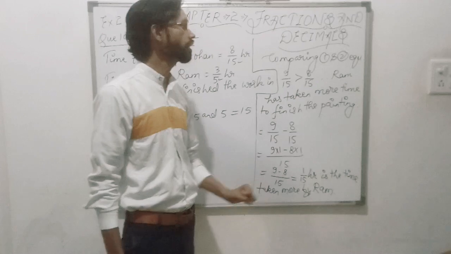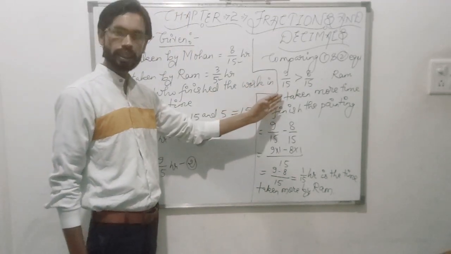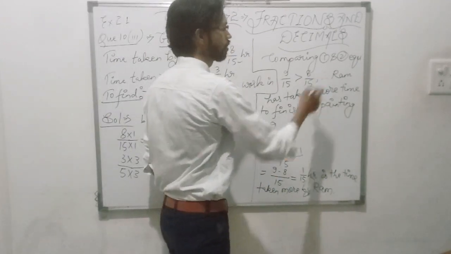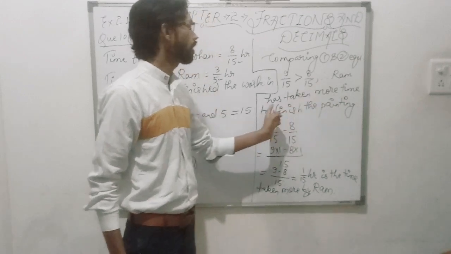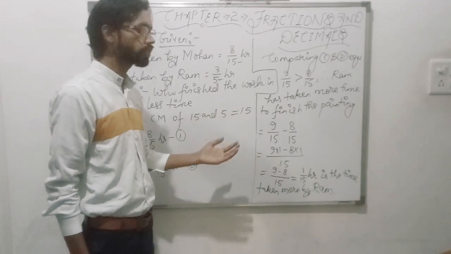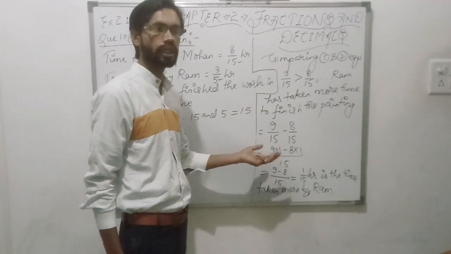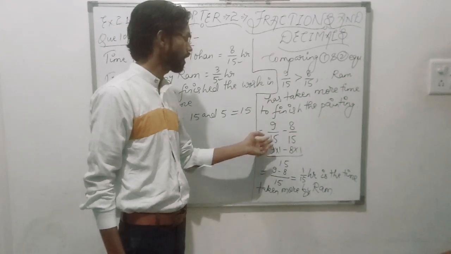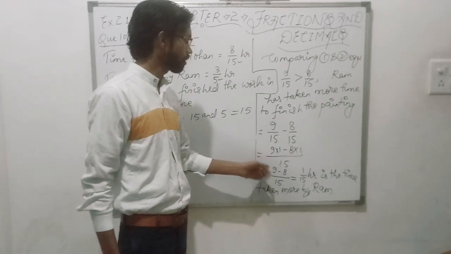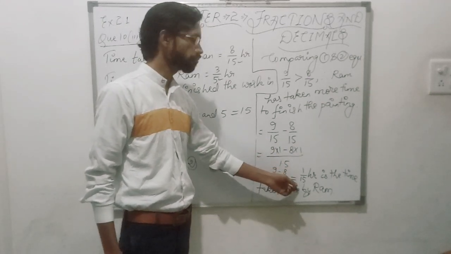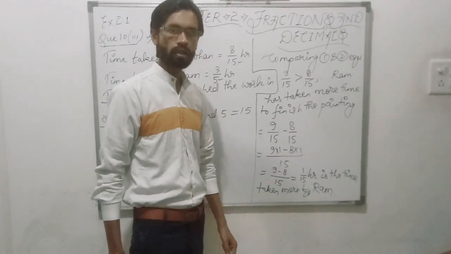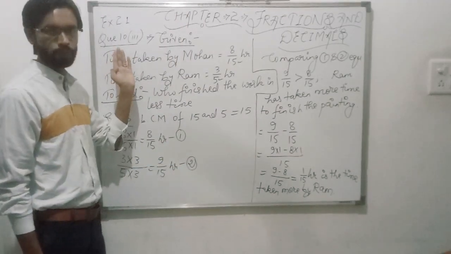Now comparing equations 1 and 2, 9 upon 15 is greater than 8 upon 15. Therefore, Ram has taken more time to finish the painting. The question was also asking by how much more time the person has taken than the other one. So 9 upon 15, the bigger fraction, minus 8 upon 15. We get 9 minus 8 upon 15, that is equal to 1 by 15 hour, the time taken more by Ram. So this completes our exercise 2.1.